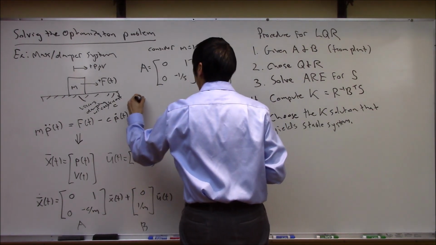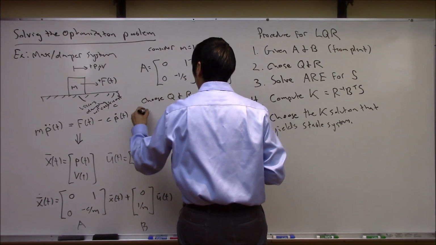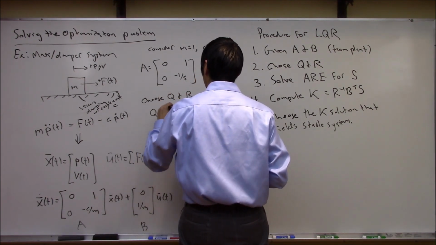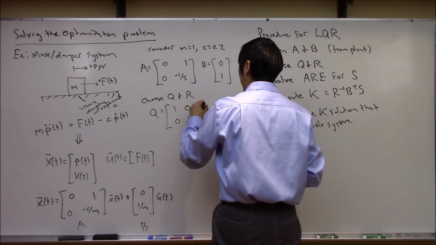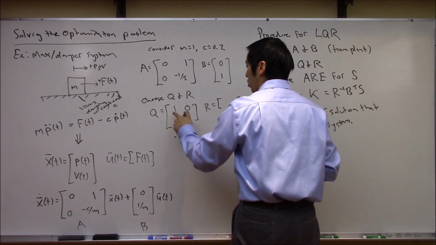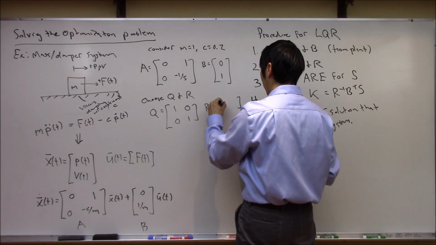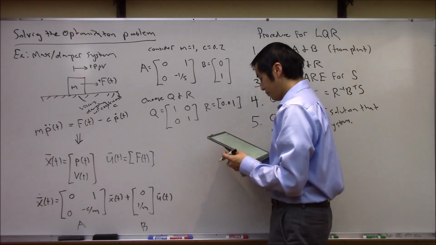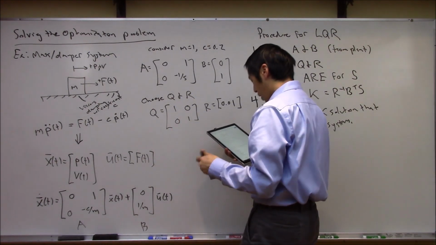Step 2 is let's choose Q and R. So let's pick a Q of just something really simple. How about an identity matrix? Later on, we're going to look at some examples where they're not identities. But, okay, Q is the identity matrix. R, I don't know, let's choose something like 0.01. Okay, great. So we got step 1 and step 2 now done.